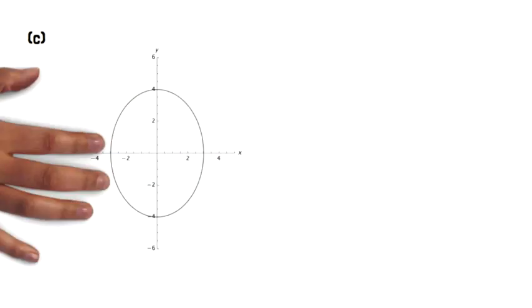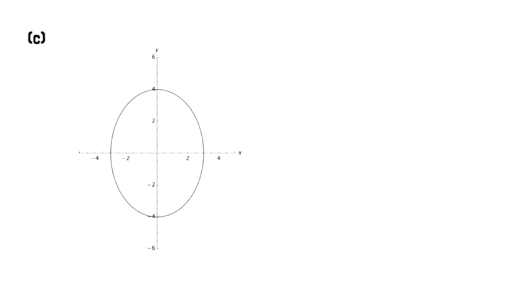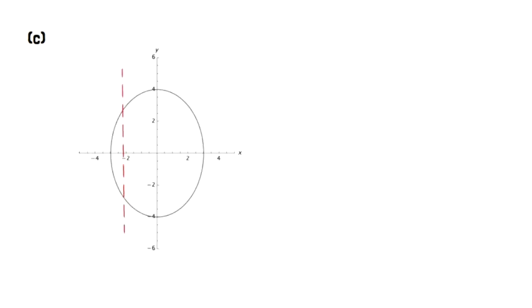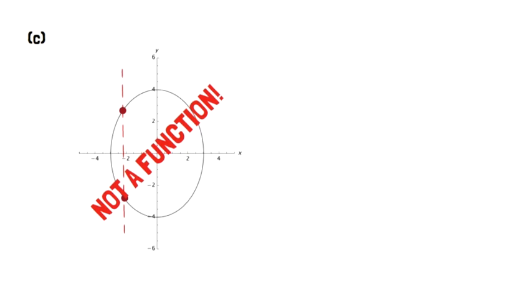How about this graph? Now, a vertical line drawn shows 2 intersections. Not unique. This graph does not represent a function. Let's try a fourth graph.